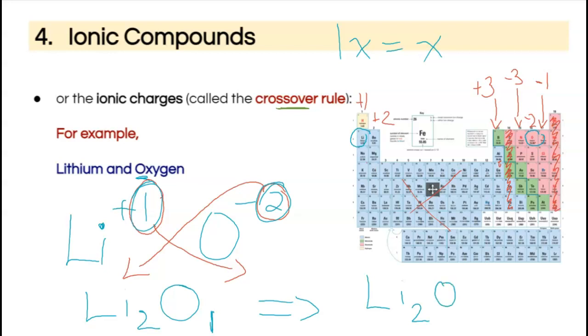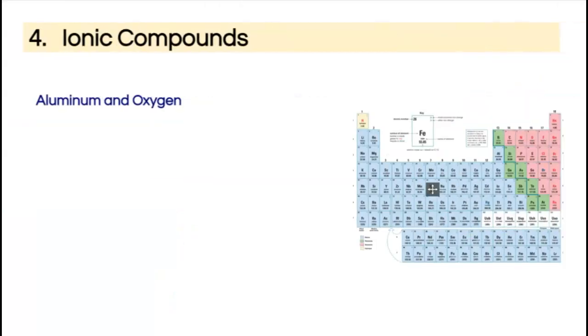I would like for you to try this on your own in the next example. In this case I have aluminum and oxygen, and I would like for you to find the ionic formula for the compound formed between aluminum and oxygen. Take a minute to go ahead and do that. Okay, I'm going to take this up and we'll see how you did.